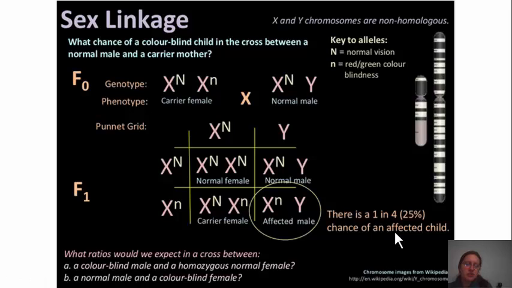What ratios could you expect to see in a cross between a colorblind male and a homozygous normal female? Or what about a normal male and a colorblind female? You need to be comfortable with doing these types of Punnett squares.